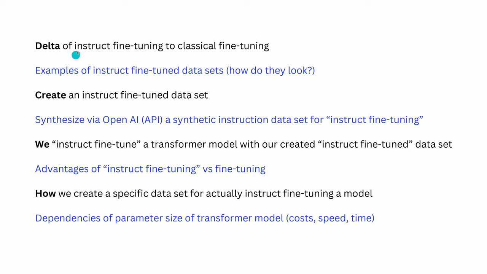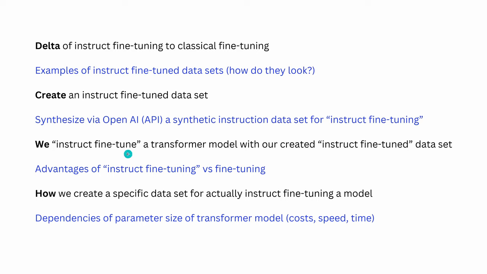I will go a little bit about the delta of instruct fine-tuning compared to the classical fine-tuning. Then we will have a look at the instruct fine-tuned dataset. How do they look? What's different? Then we will create an instruct fine-tuned dataset. We will synthesize via OpenAI, like in Stanford Alpaca, a synthetic instruction dataset for instruct fine-tuning.